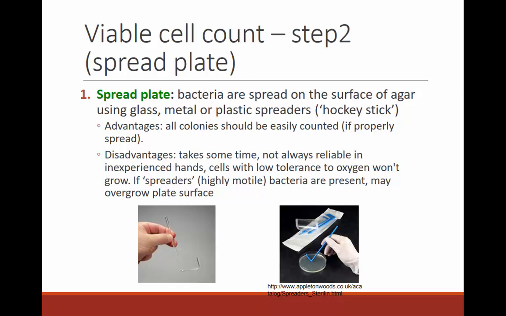Now, what's with the spread plate? You have to spread the bacteria over the surface of the plate somehow. And so what you can do is use glass or metal rods, so known as hockey sticks. And obviously if they're sterilised, that's great, but if you need to, you can flame sterilise them. Typically, if you have plastic spreaders, they already come pre-sterilised, so you don't have to flame them, which is a good thing. And you wouldn't want to flame plastic anyway.